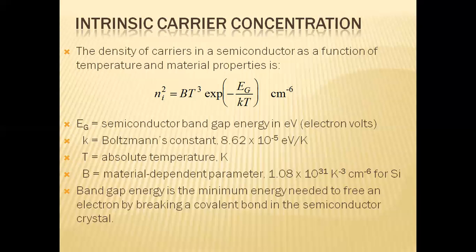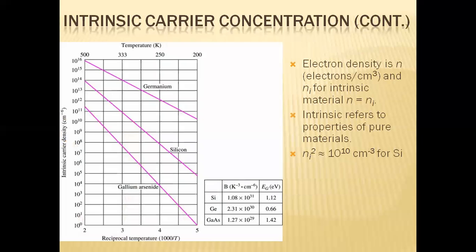Band gap energy is very much minimum when compared to the free electron, by breaking the covalent bond in the case of semiconductors. Moving on to the graphical representation of temperature and intrinsic carrier density. And this electron density for intrinsic material, compared that n is equal to ni.